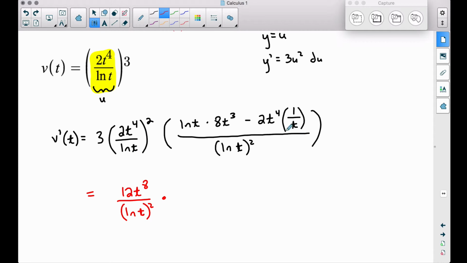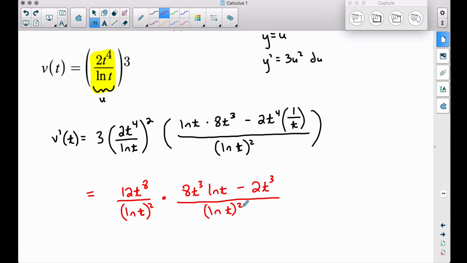Multiplying that by this stuff over here, just going to clean this up a little bit, 8t cubed natural log of t minus, now here we can get rid of one of these t's because this is 2t to the fourth times 1, which is still going to give us 2t to the fourth, all over t, that gives us 2t cubed. All I did there was subtract 1 from the exponent of t to the fourth, and this is all over the natural log of t all squared.